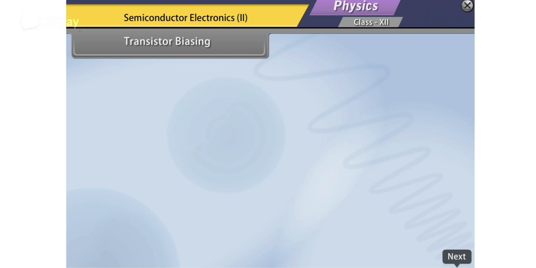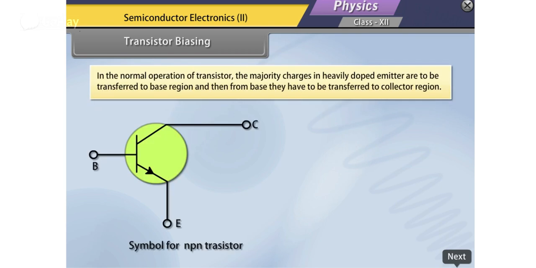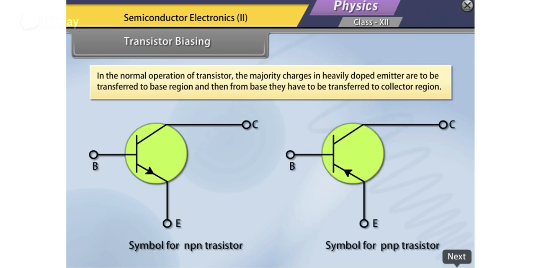Transistor biasing. In the normal operation of a transistor, the majority charges in the heavily doped emitter are to be transferred to the base region, and then from the base they have to be transferred to the collector region. For transition from emitter to base, the junction between them has to be forward biased. As the majority charges of the emitter reach the base region, they can be attracted towards the collector region only if the collector end is reverse biased.